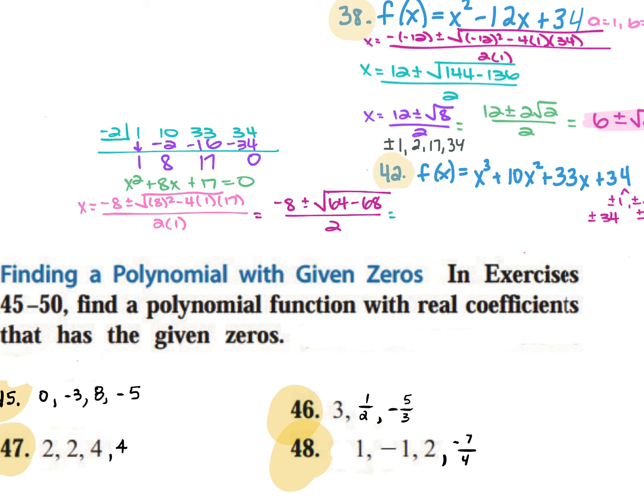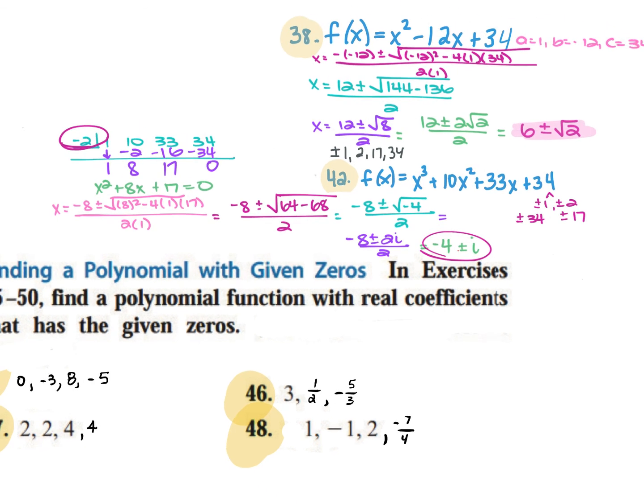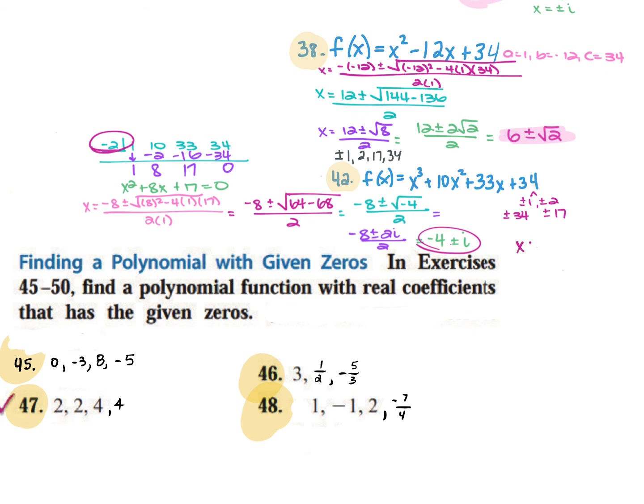From here, this simplifies to be negative 8 plus or minus the square root of negative 4 over 2, which is then negative 8 plus or minus 2i over 2, which then simplifies further to be negative 4 plus or minus i. So you have a couple answers here. You have that negative 2, you have that negative 4 plus or minus i. So x is equal to negative 2, x is equal to negative 4 plus or minus i.